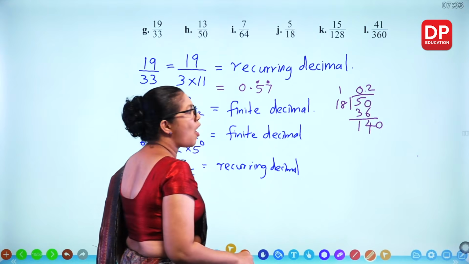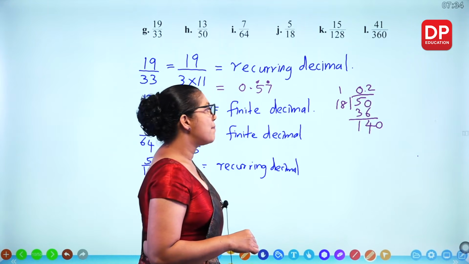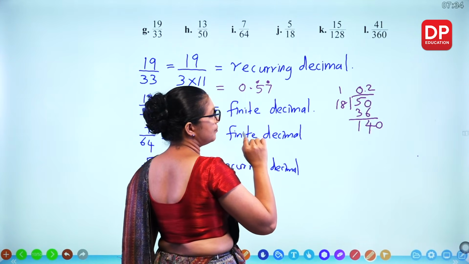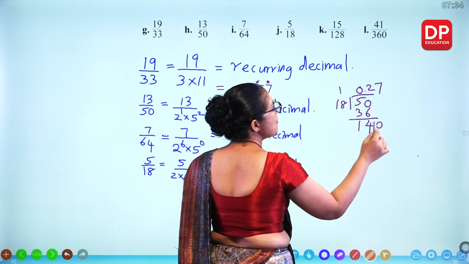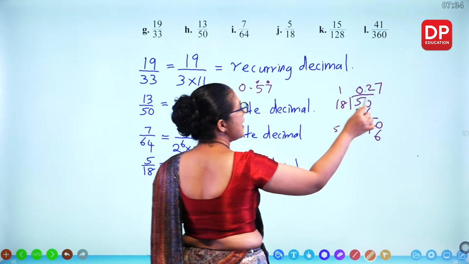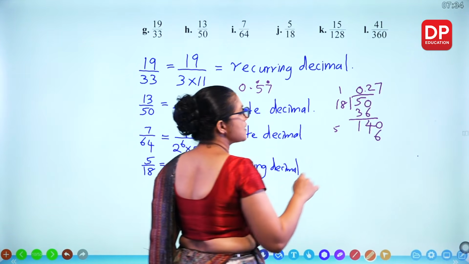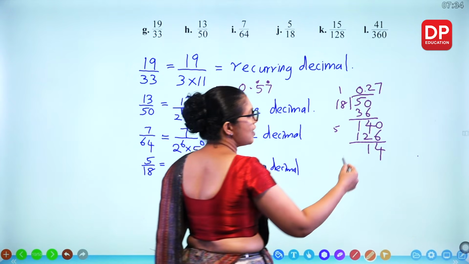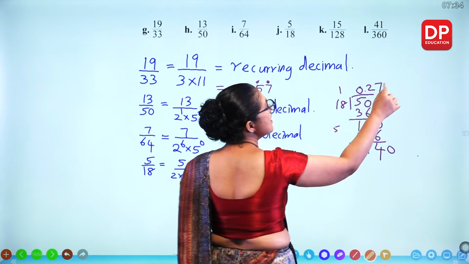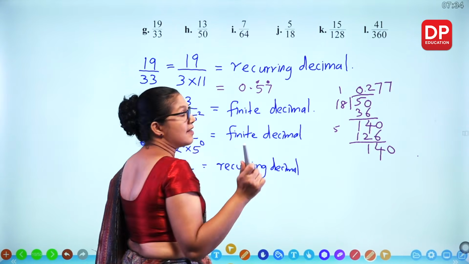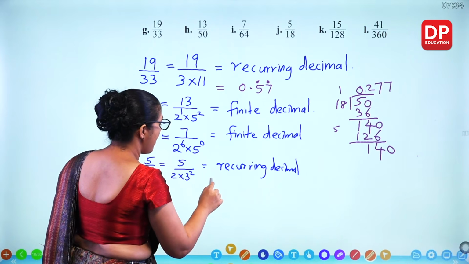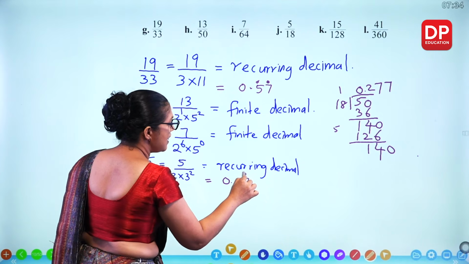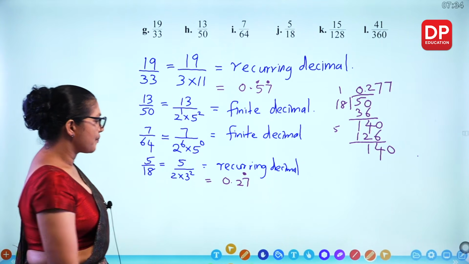For 140, how many 18s are there? Multiplied by 7. 7 times 8, 56. 5 remaining. 7 times 1, 7. 7 plus 5, 12. You get 14. Can you see? Again and again you are getting 7, 7 like that. What's the concise form? I can write this one as 0.27. Only 7 is repeating. Take the next one.